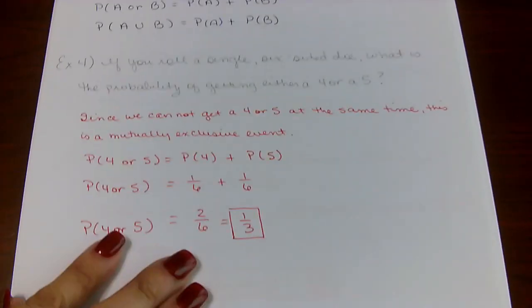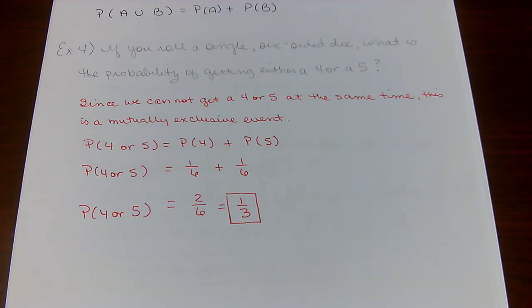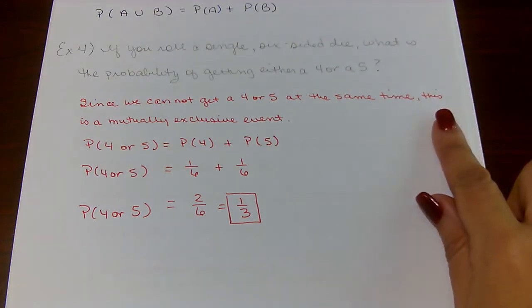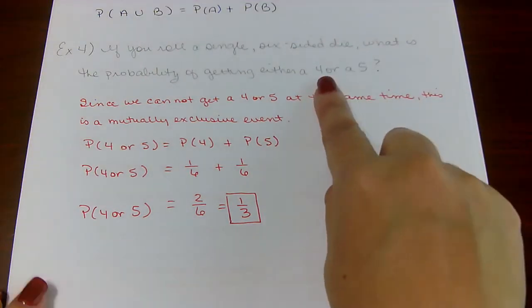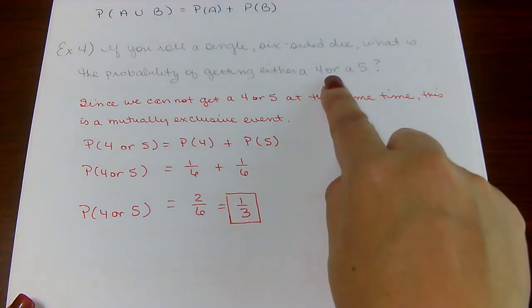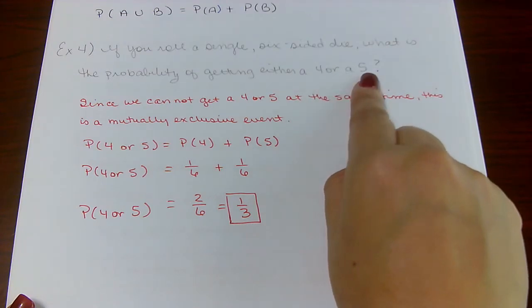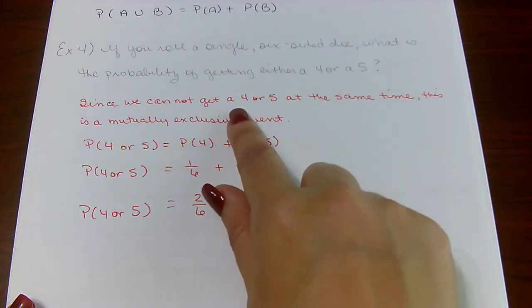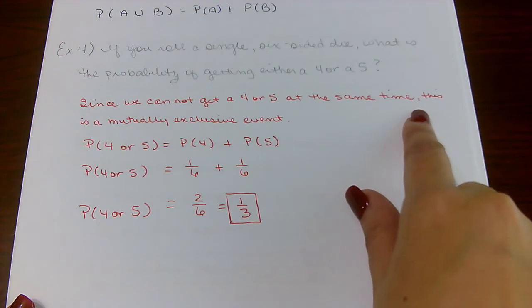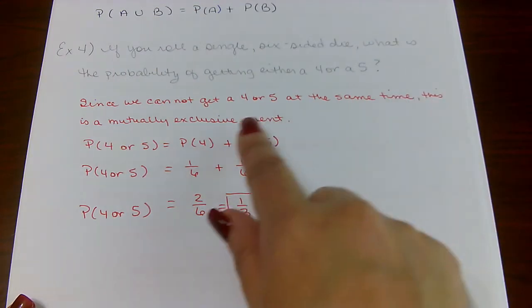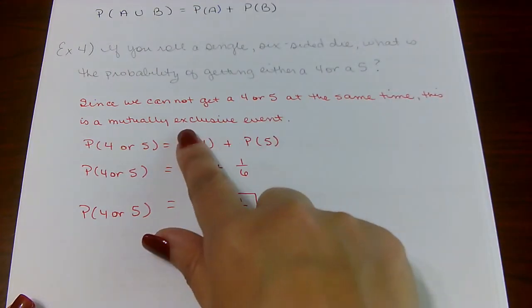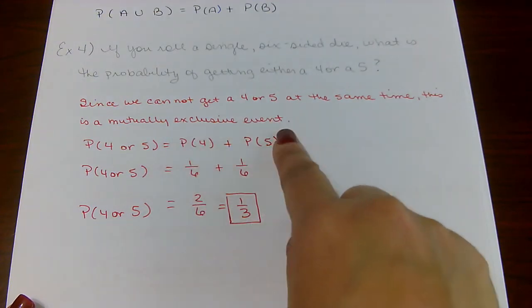Let's look at an example. If you roll a single six-sided die, what is the probability of getting either a 4 or a 5? So the first thing you want to notice here is that word or. It says a 4 or a 5. These events are mutually exclusive. We cannot get a 4 or a 5 at the exact same time. So when this is true, it is called a mutually exclusive event.